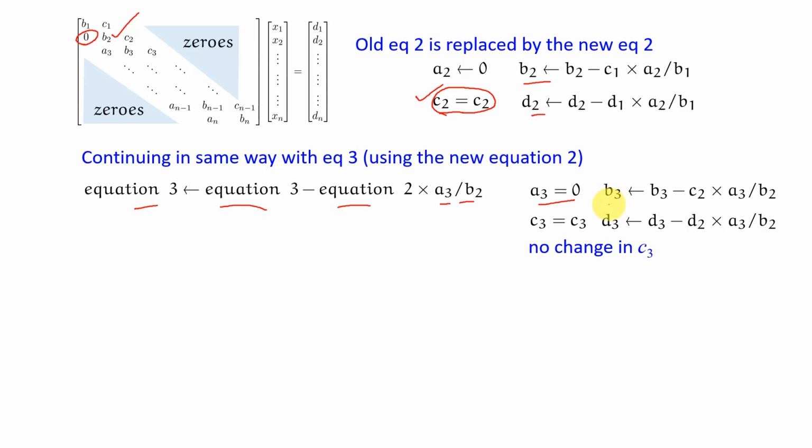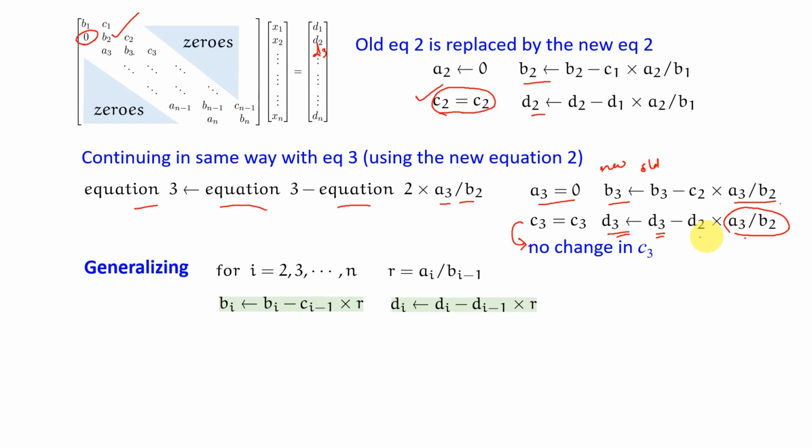B3 new will be old B3 minus C2 multiplied by A3 by B2. C3 will remain the same. D3 will change. This would be old D3 minus D2 multiplied by A3 by B2. So now we are ready to generalize.